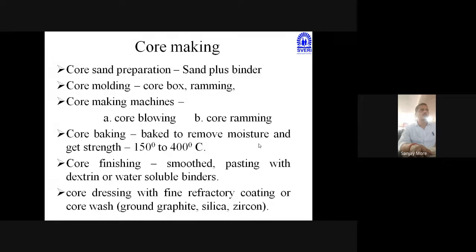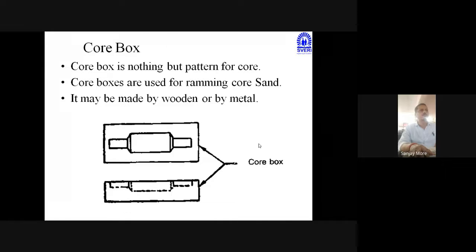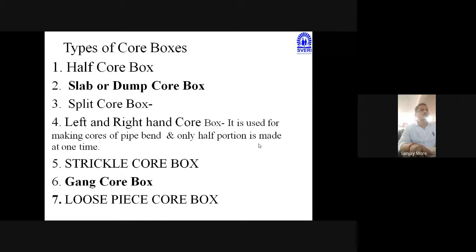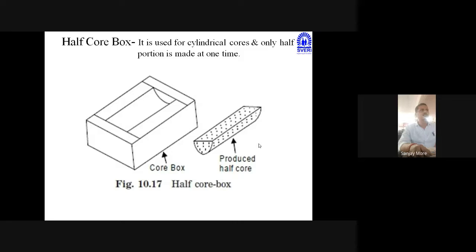Here core sand preparation means you have to take sand, flour, binder, then core box, then pour this sand in the core box, then ramming. Okay, this ramming will be done manually or by machine. See the different types of core boxes. Here half core box, slab or dumb core box, split core box, left and right hand core box, tricky core box, gang core box, and loose piece core box. See the half core box. Here is the box and here is produced the half core.